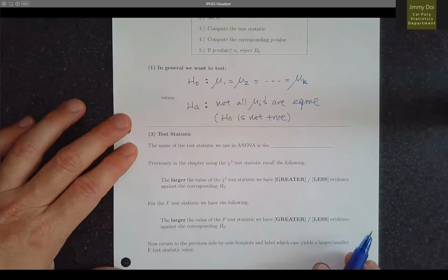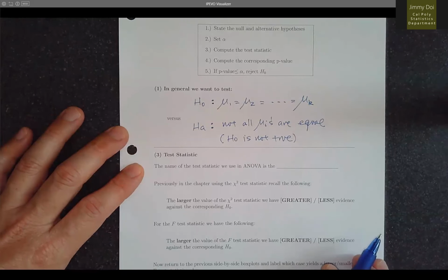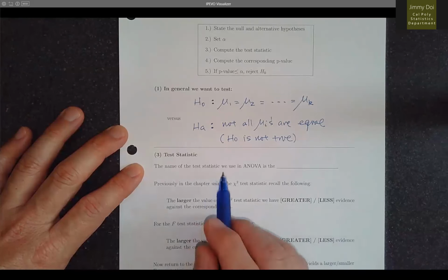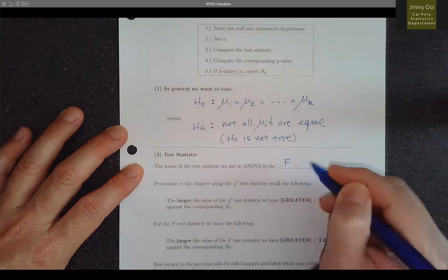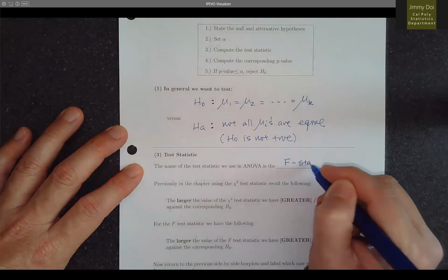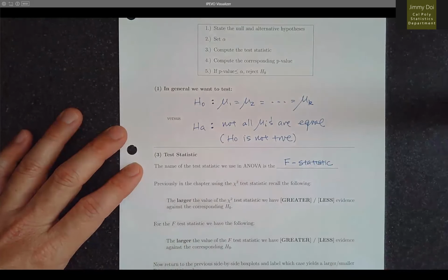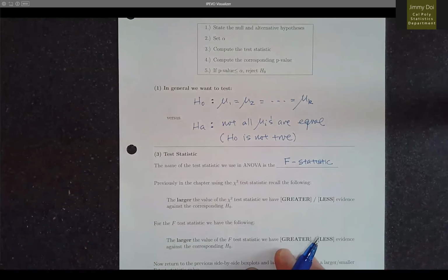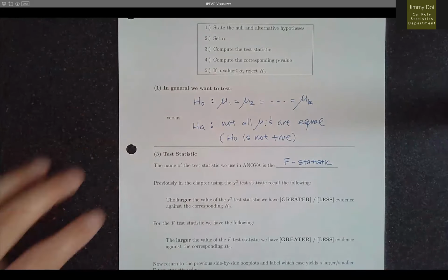I'm going to streamline this for you because for this step 3, although there are formulas in our book, I think it'd be best if we just rely on the software to give us the value of the test statistic. But let me introduce the test statistic here. The name of the test statistic that we use in analysis of variance, ANOVA, is the so-called F statistic. This F is named after one of the most famous statisticians, Sir Ronald Fisher, and that F stands for his name.